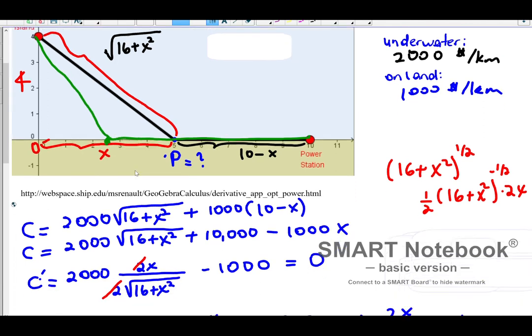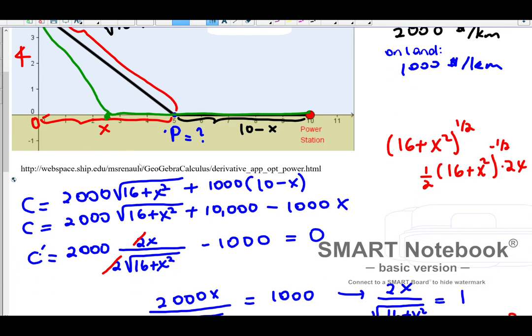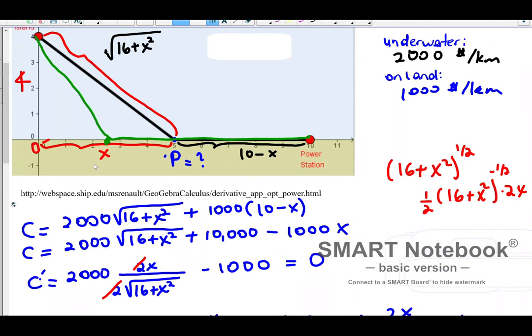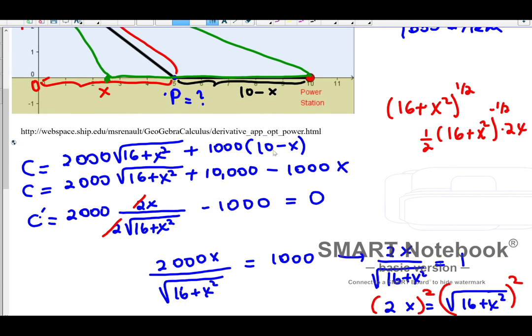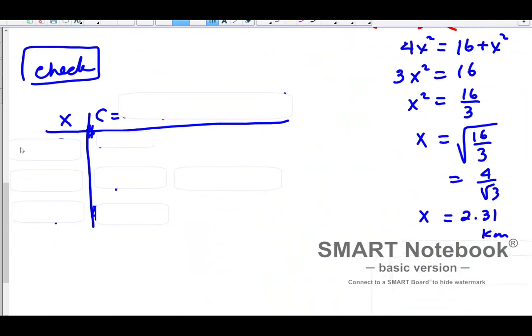Now, to check our answer, we're going to do something interesting here. Instead of doing the second derivative, we're going to look at the endpoints of the domain. That's how you can find absolute maximums and minimums, right? And think about the possible values of x. If you go directly down the line here, x would be 0. That's one possibility. Or if you go all the way extreme this way, everything under the water, x would be 10. So the lowest x can be 0, the highest x can be 10, and the relative minimum that we found is 2.31. The critical value is 2.31.